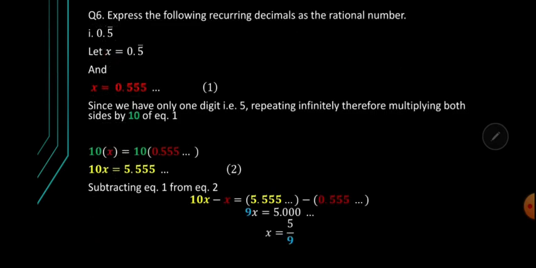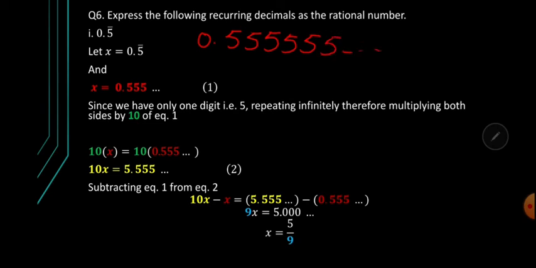Now come to question number 6. Question number 6 is: express the following recurring decimal as a rational number. Here we have 0.5 with a dash. This dash represents that this number is recurring, and we know that recurring decimals are those decimals that show the decimal expansion with the same pattern. Here we have a dash on 5, so it means that 5 keeps on repeating.